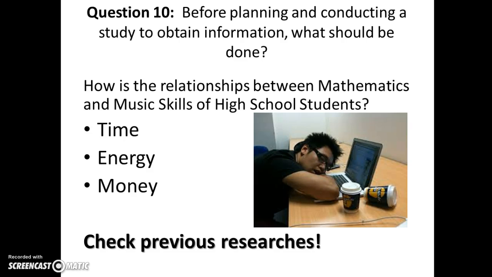Question 10. Before planning and conducting a study to obtain information, what should be done? It's definitely a literature search. Why? Because, listen, say you want to see the relationship between mathematics and music skills of high school students. You want to search for that. To do that, you have to spend your time, energy, and money. But why don't you check previous research first?